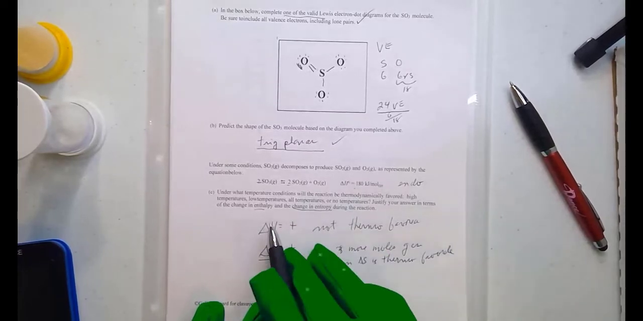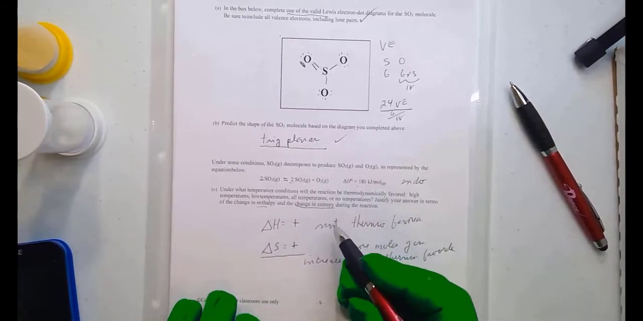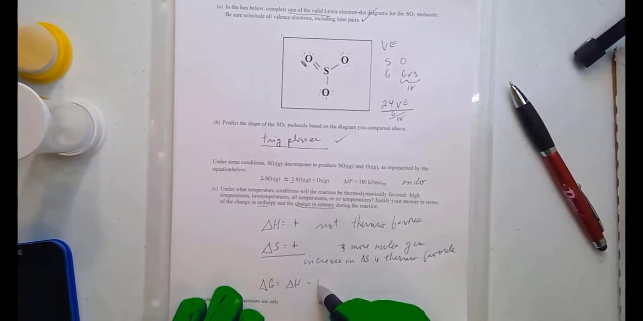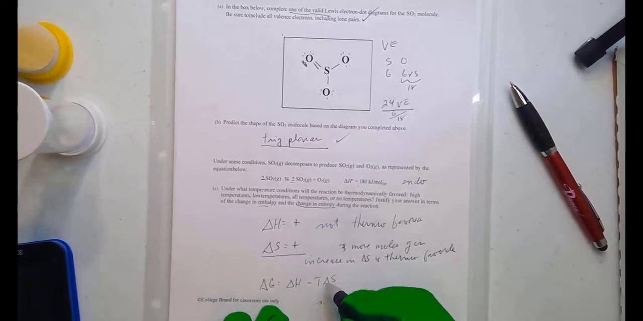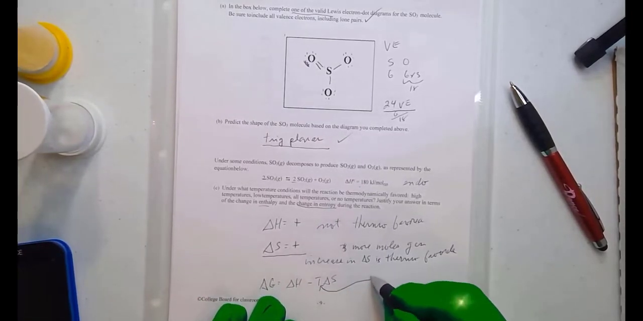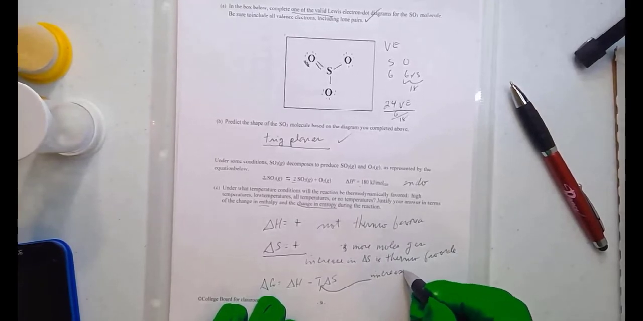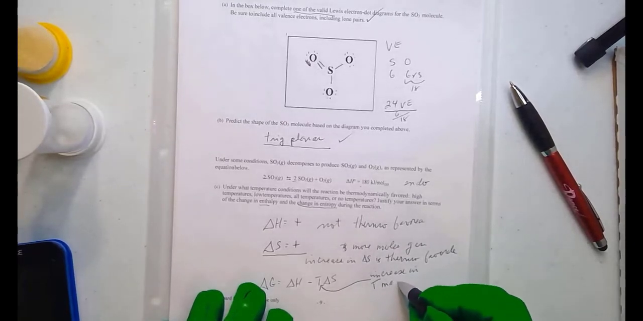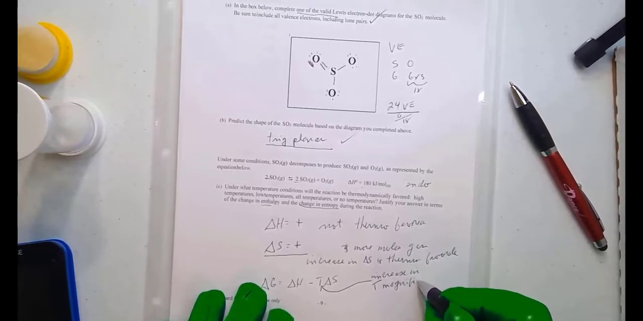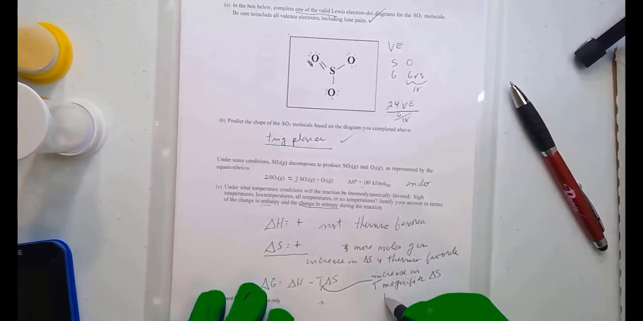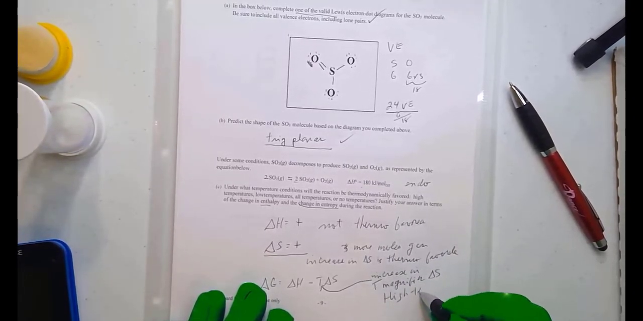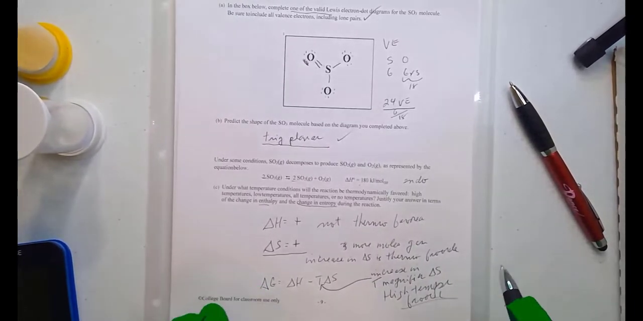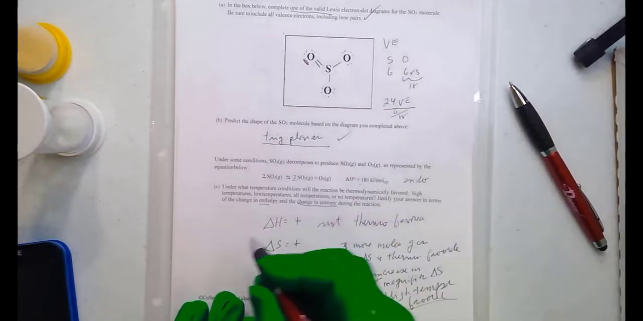Okay, we've talked about change in entropy and change in enthalpy. That gives free energy, which is delta H minus T delta S. An increase in T magnifies delta S at high temps. So this is favored at high temperature.